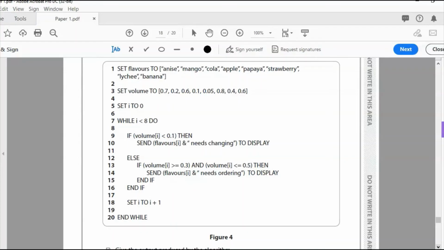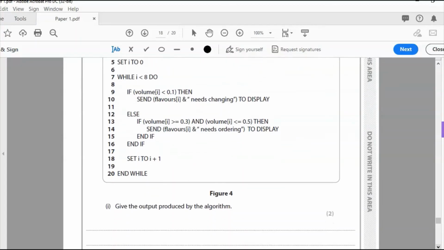And while I is less than 8, well, it's less than 8 and not less than 9 because array indexing starts at 0. So 0, 1, 2, 3, 4, 5, 6, 7 is 8 values, with the 7th value being banana. If volume I is less than 0.1, then some flavors I needs changing to display. Else, if volume I is greater than 0.3 and volume I is less than 0.5, then some flavors I needs ordering to display. End if. Set I to I plus 1, so it counts I there, so it increments to the next value. So we will look at the next value in the array, the next element in the array.